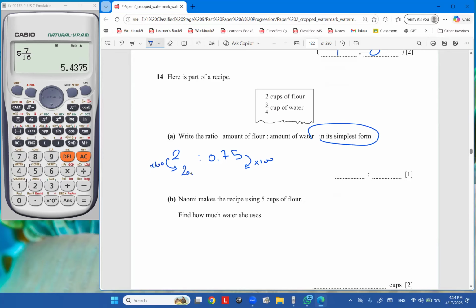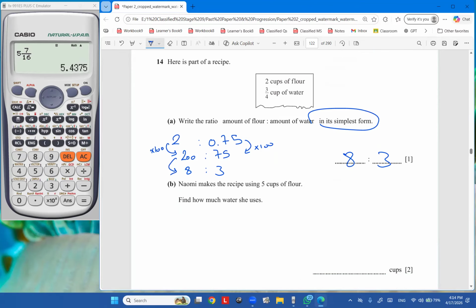So it gives you 200 to 75. Now we can simplify them. So I got 2 to 0.75 without the decimal point, multiplied by 100 left and right. So it's 200 to 75. Dividing this by 5, or actually you can divide by 25 right away. You can divide by 25, it's going to give you 8. You can divide by 25, it's going to give you 3 exactly. So it is 8 to 3. So 2 to 3 quarters in the simplest form is 8 to 3.